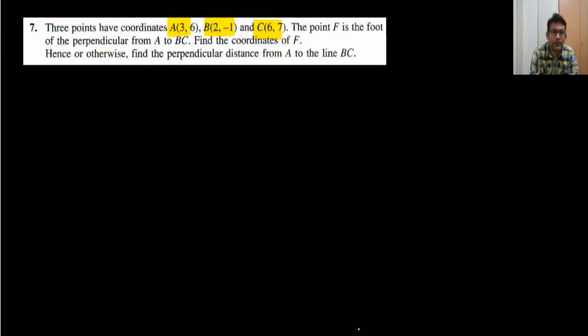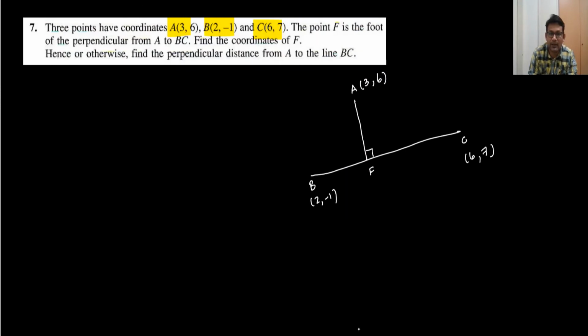Absolutely. In question number 7, 3 points A, B, and C are given. F is the foot of the perpendicular from A to BC. It means we have to draw a perpendicular line, and this is 90 degrees. This point is A. This point is F, because F is the foot of the perpendicular from A to BC, and this is B, and this is C. A's coordinates are (3, 6), B is (2, -1), C is (6, 7), and F we can suppose as (a, b), because we need to find F's coordinates.